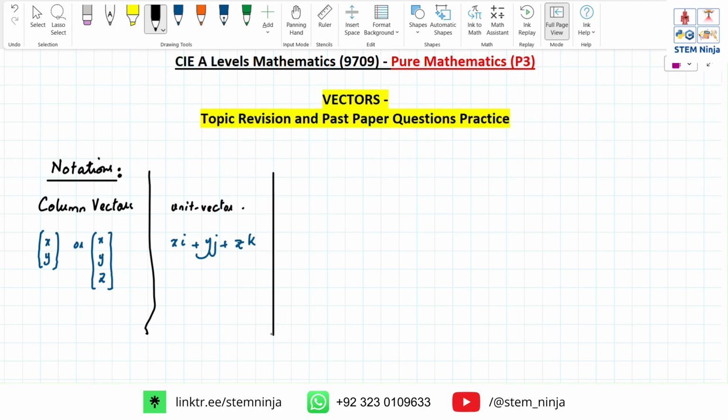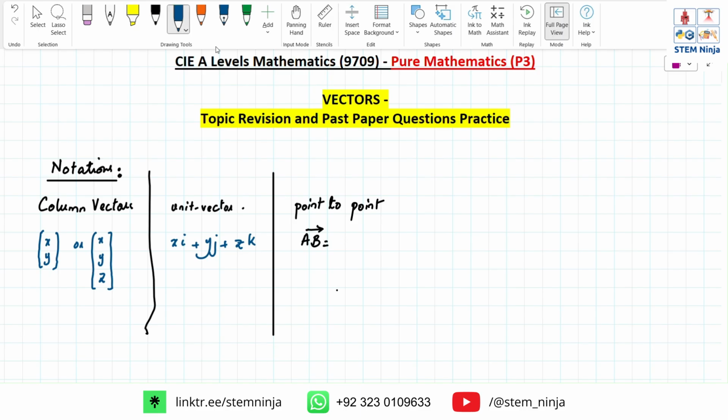Similarly, we have point-to-point notation, which, as the name suggests, shows where the displacement is originating, where it's starting, and where it's ending. So the same vector could be represented in column vector format or unit vector format.